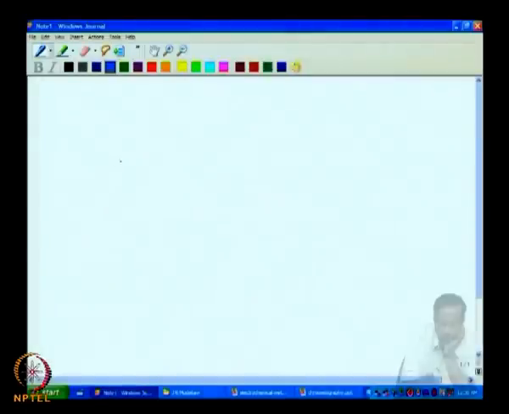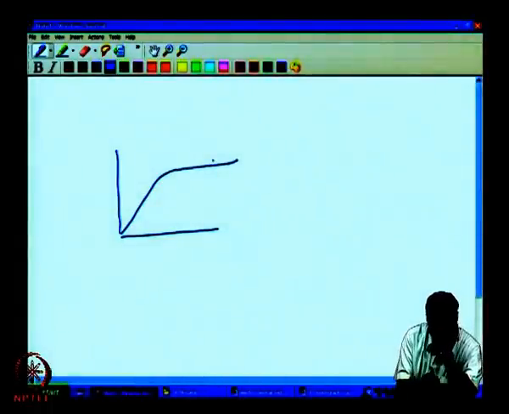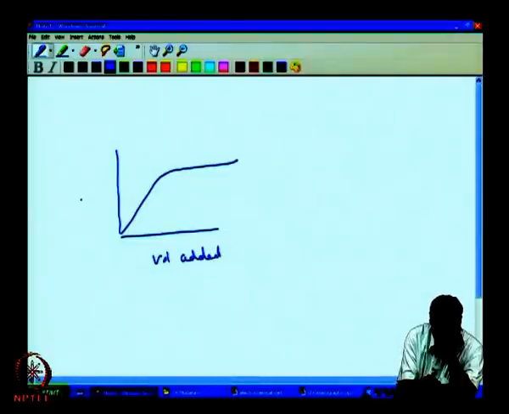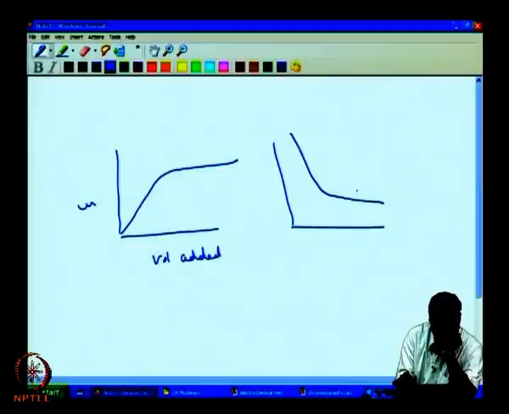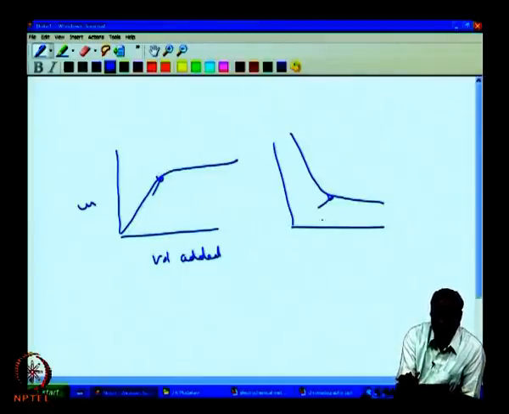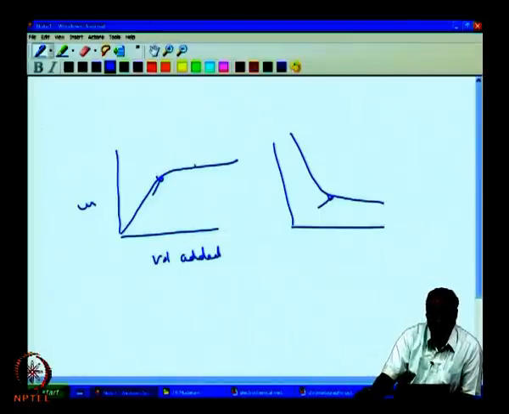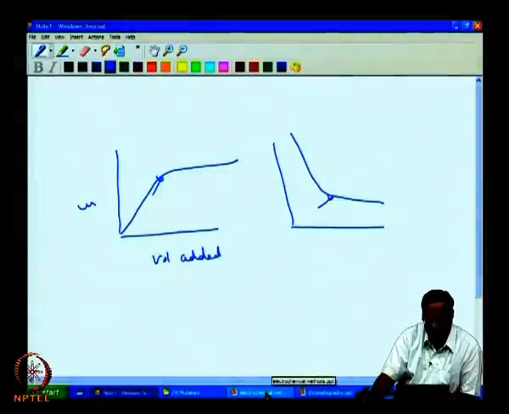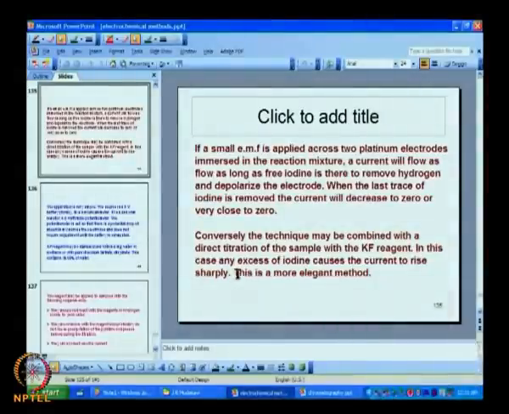In one case you would see a figure like this, that is volume added and current. So, it keeps on increasing, and otherwise in the other case it will become a dead stop reaction. So, either way you should be able to determine the end point of the reaction, because there will be either an increase or no increase depending upon how you are conducting your experiment. We are taking it in the burette or in the conical flask, whichever way you are handling.